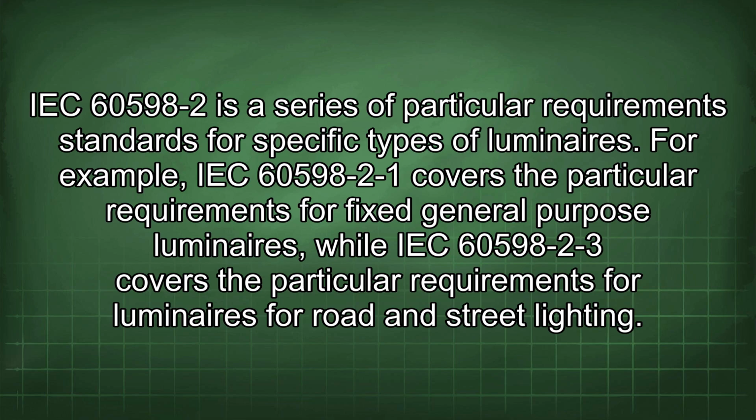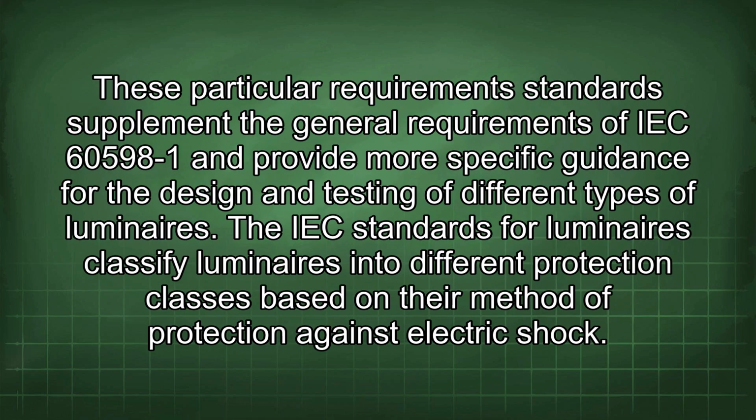IEC 60598-2 is a series of particular requirements standards for specific types of luminaires. For example, IEC 60598-2-1 covers the particular requirements for fixed general-purpose luminaires, while IEC 60598-2-3 covers the particular requirements for luminaires for road and street lighting. These particular requirements standards supplement the general requirements of IEC 60598-1 and provide more specific guidance for the design and testing of different types of luminaires.